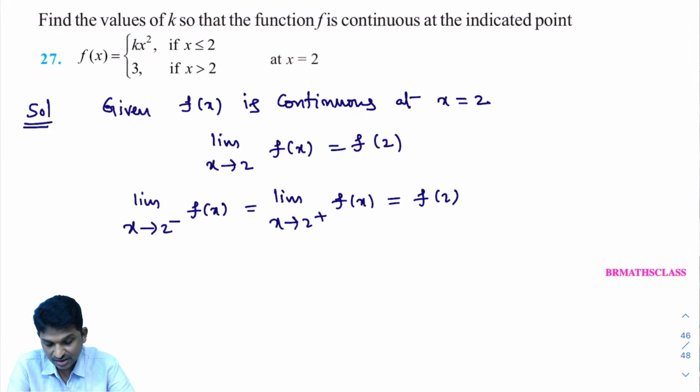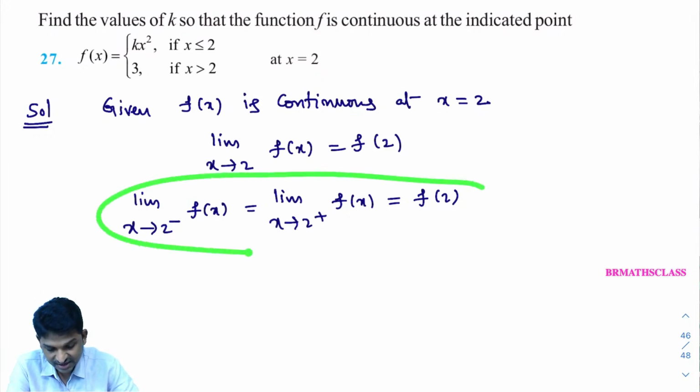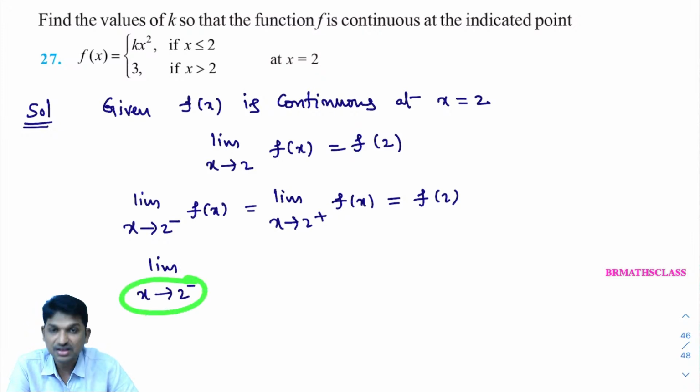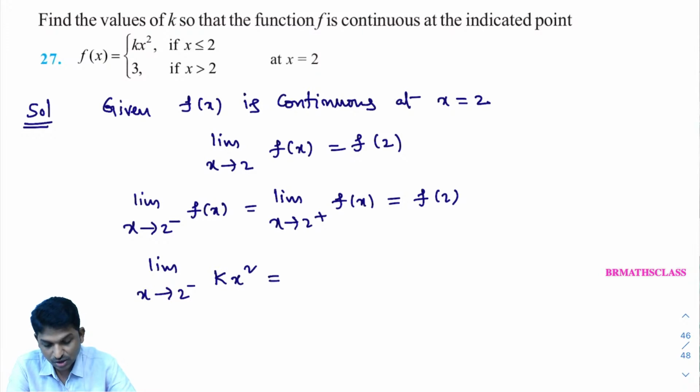Okay, so here, listen, I'll try to calculate this one. Limit x approaches 2 from left. x approaches 2 from left means what are the x values? All x values are less than 2. When x values are less than 2, which function to choose? This function. What is this function? Kx square. Okay, Kx square equal to limit x approaches 2 from right.